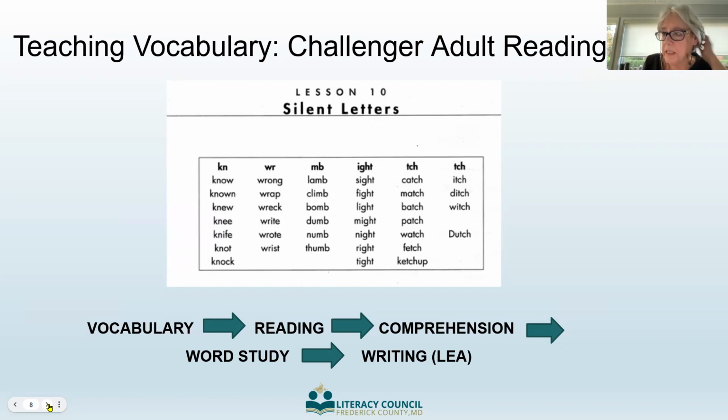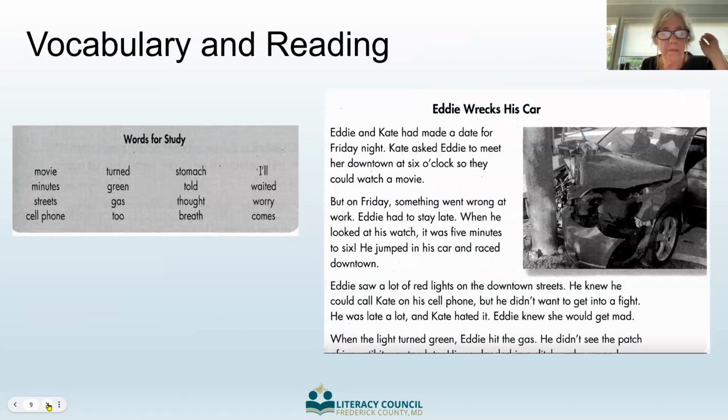Now we'll look more closely at the lesson elements. Words for study. These words for study are the vocabulary that the student must understand before reading the selection in order to be successful in his understanding. I am a huge fan of pre-teaching vocabulary. I will spend a lot of time on that because I think that vocabulary is the building blocks of language. You know, without a good vocabulary, you're going to have real trouble.